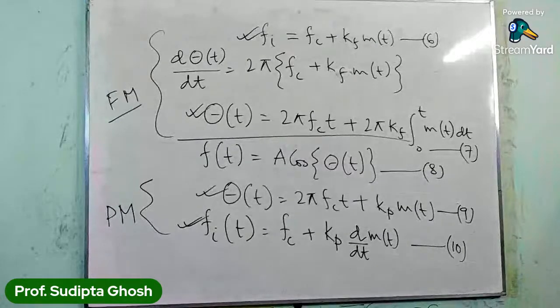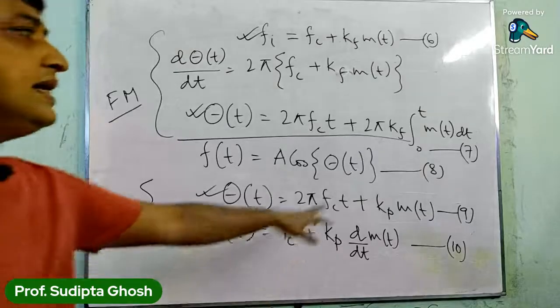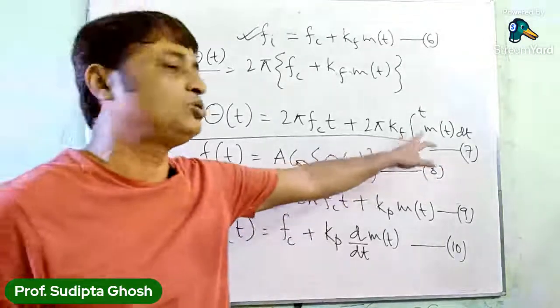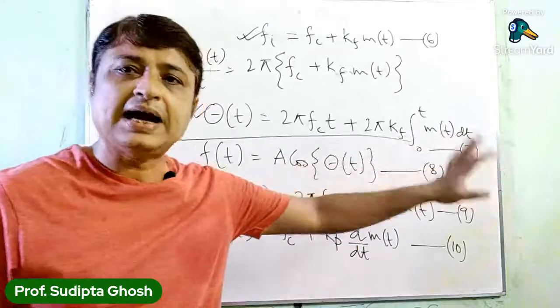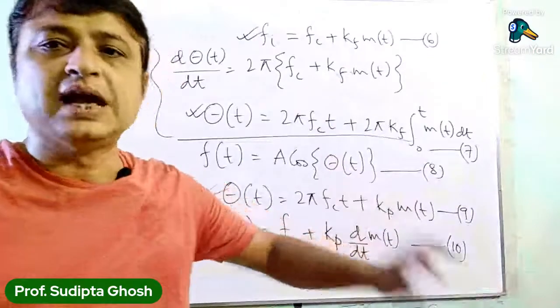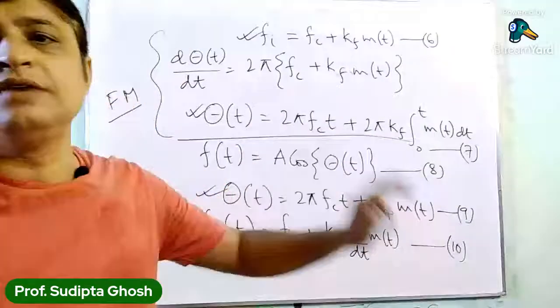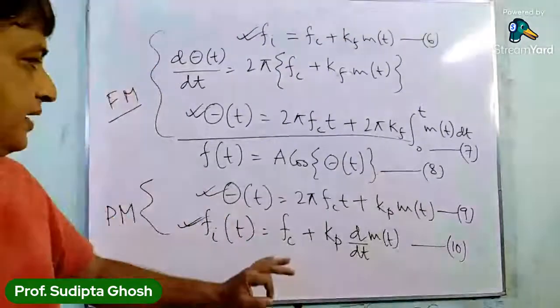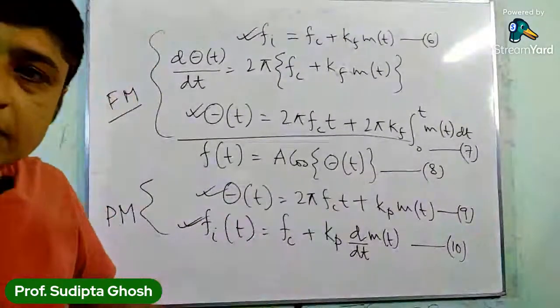Why am I talking about this? As you can see, in equation 7 there is an integration, integral 0 to t of m(t) dt. And right now we have no knowledge about the information signal. That is, please explain equation 9, Nazrul.